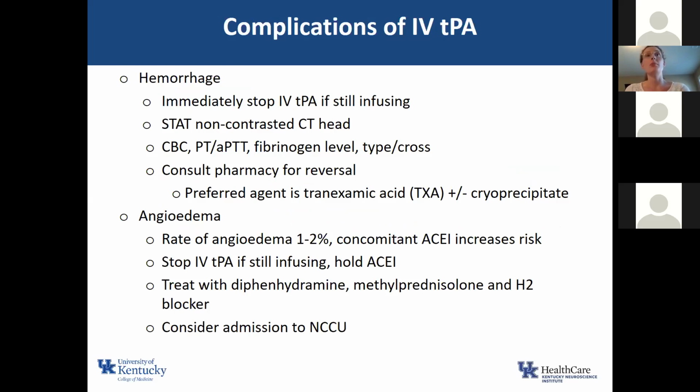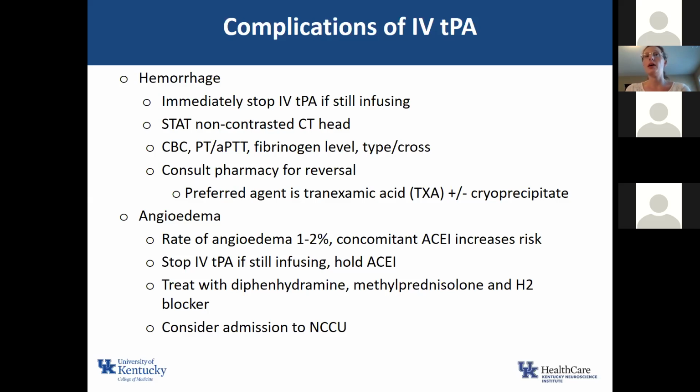If they have one, you want to make sure that you get CBC, coags, fibrinogen level, type and cross, because it's not always just intracranial bleeds. They can have extracranial as well, especially if there's a surprise GI bleed, maybe they have an ulcer and it's been bleeding and they weren't aware of it. And then, of course, we consult pharmacy to help us reverse it with tranexamic acid or TXA, either with or without cryoprecipitate.